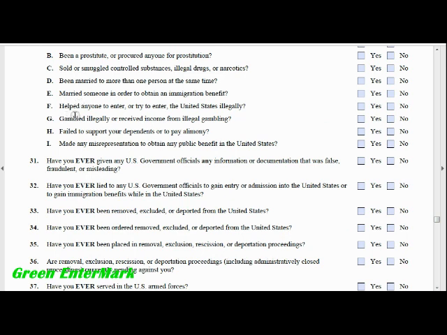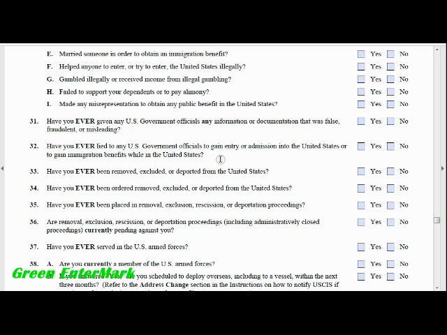Married someone in order to obtain an immigration benefit? Helped anyone to enter or try to enter the United States illegally? Gambled illegally or received income from illegal gambling? Failed to support your dependents or to pay alimony? Made any misrepresentation to obtain any public benefit in the United States? Have you ever given any U.S. government official any information or documentation that was false, fraudulent, or misleading to gain entry or admission into the United States or to gain immigration benefits?